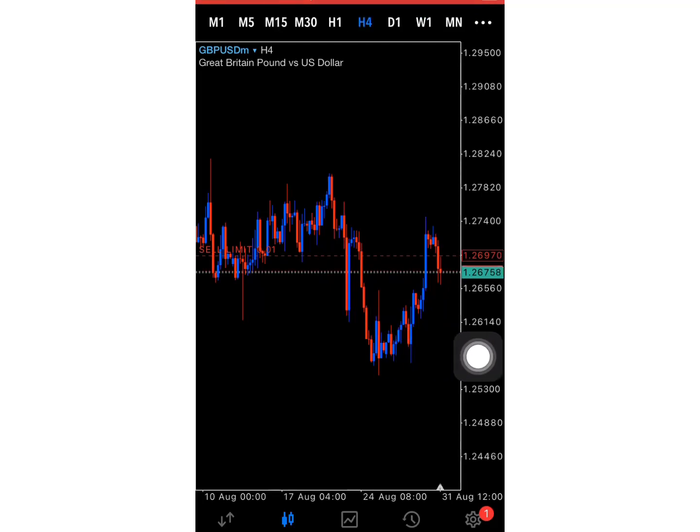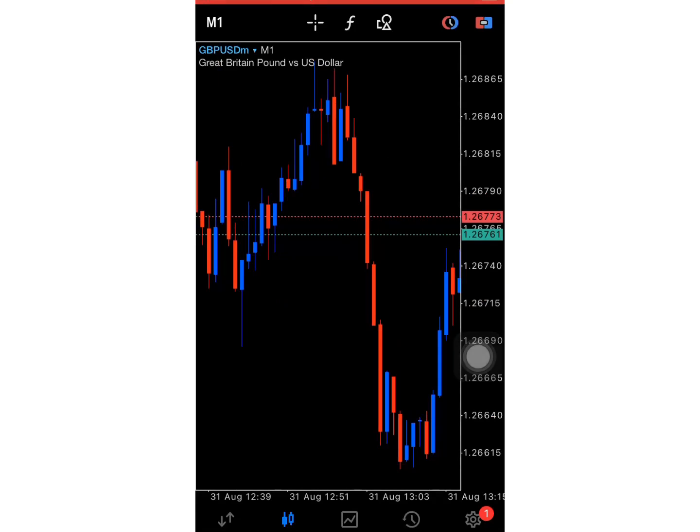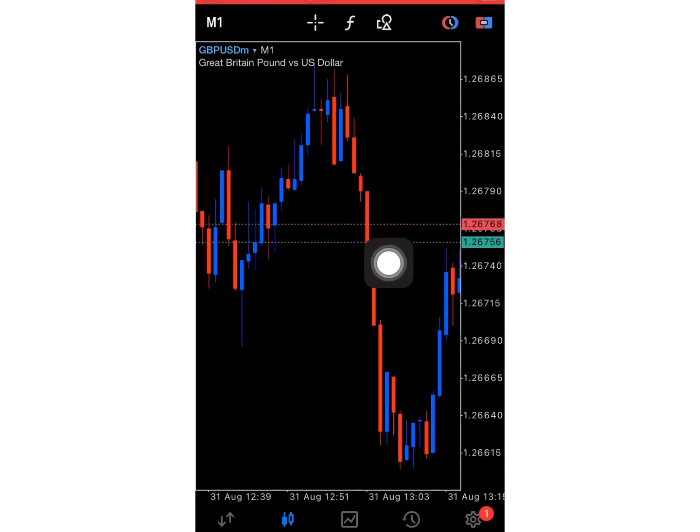If you go to lower time frame, that's when you see it very well. Can you see, guys? So this is the green line and the red line. So the red line is the ask price. I already explained all this in a previous video. Make sure you check out all of my videos. I'm going to drop the links below in the description of this video.